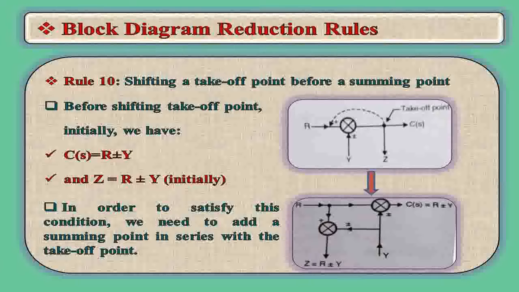Here one thing to remember: rule number 9 and 10 are critical rules. Their use should be avoided as much as possible. If there is no other option present, then only we should use them.